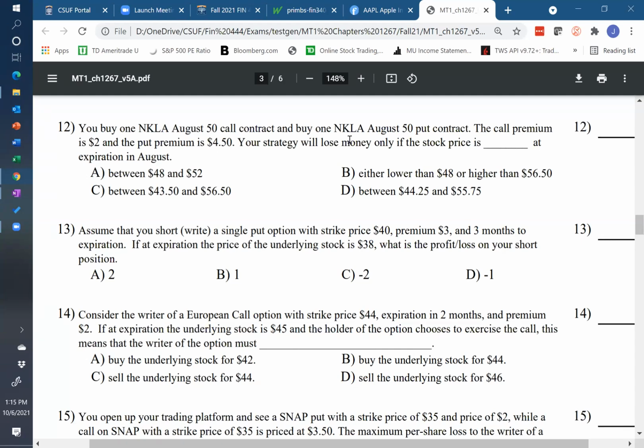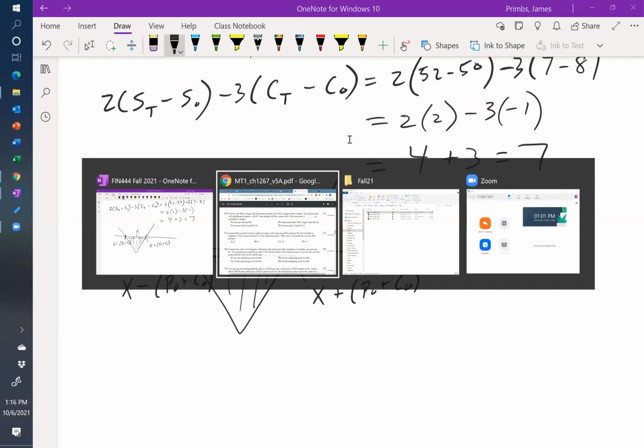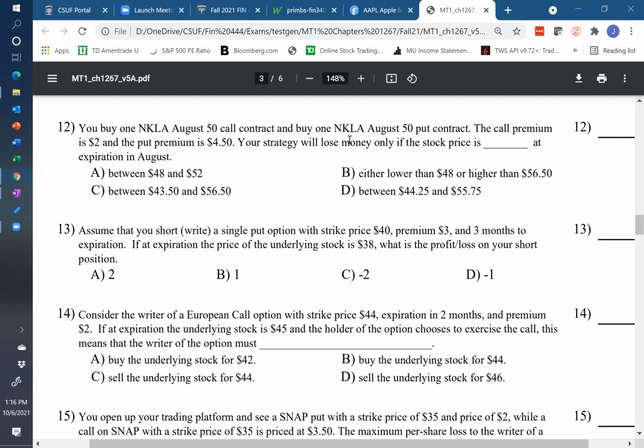So it would be between, what is it? I think it's this C right here, because 50 is the strike. The total price was $6.50. So if it's between these two right here, then we're in that zone where we're going to be losing money. We're down here. Yeah, on either side.